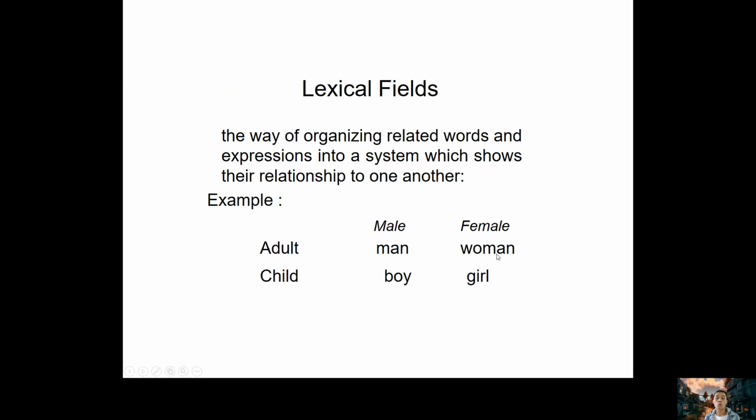Two meanings: man or woman. For a child, it will be boy or girl. So if we are talking about a child, we do not use man or woman, but we must use the vocabulary of boy and girl. And how about an adult? We do not use the vocabulary boy or girl, because the person is an adult, so we must use man or woman.